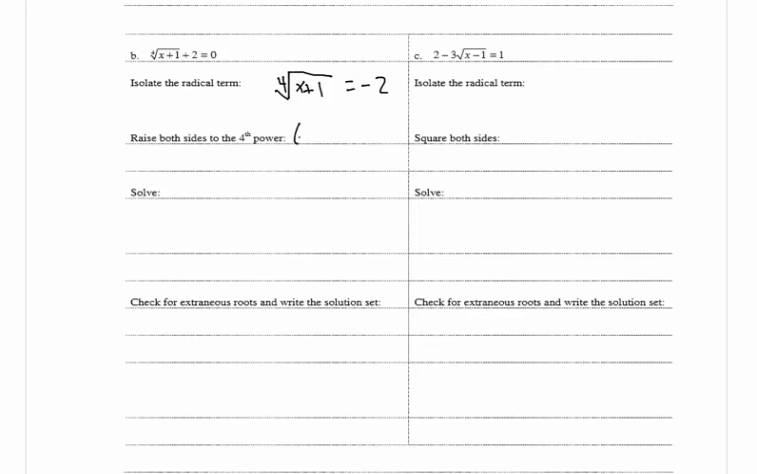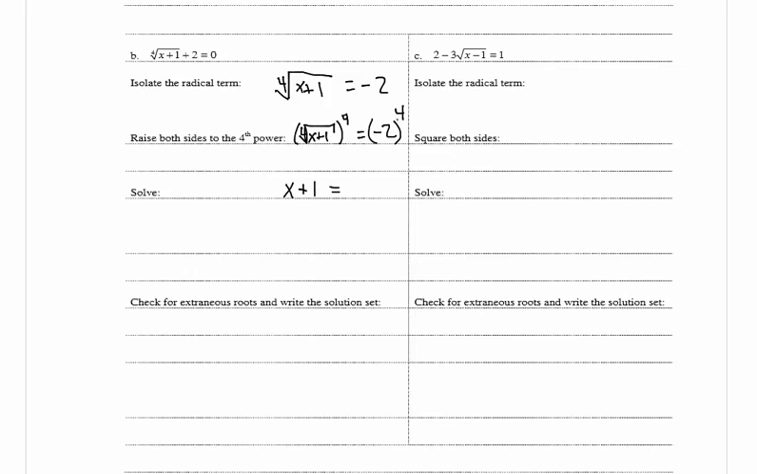So we have the fourth root of x plus 1 to the fourth is equal to negative 2 to the fourth. And the fourth root of x plus 1 to the fourth is equal to x plus 1.